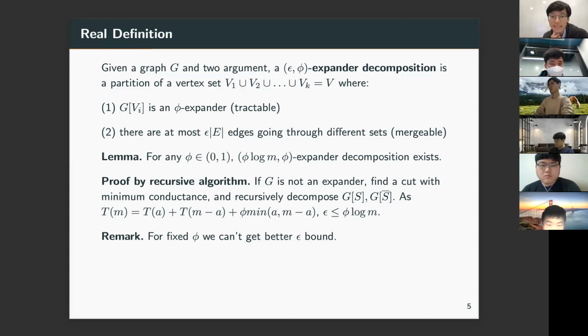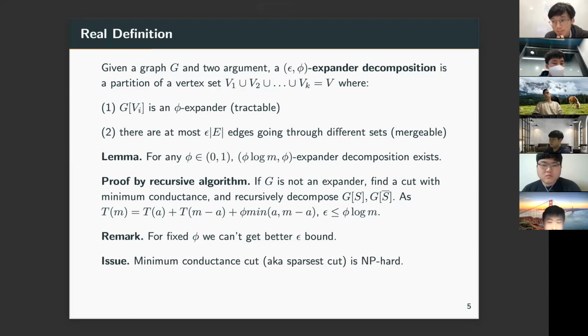In that case, if you count the edges going through different sets, you have that formula. With that formula, you can easily prove that epsilon is at most phi log m. The proof is kind of a small-to-large thing. The remark is, for fixed phi, you cannot get a better epsilon bound. However, the problem with this simple algorithm is that it is really slow, because the minimum conductance cut, we'll call it sparse cut, is NP-hard.